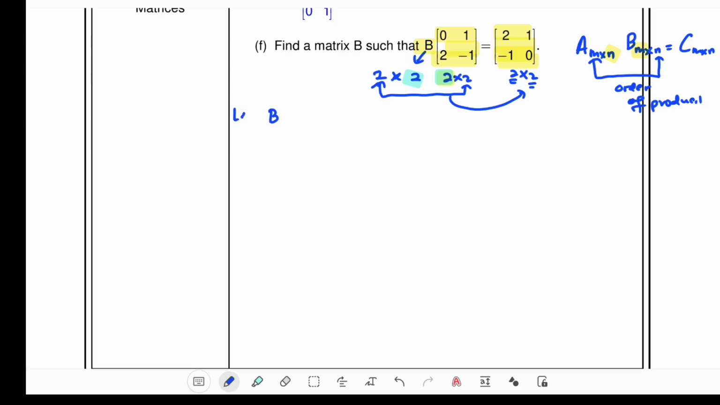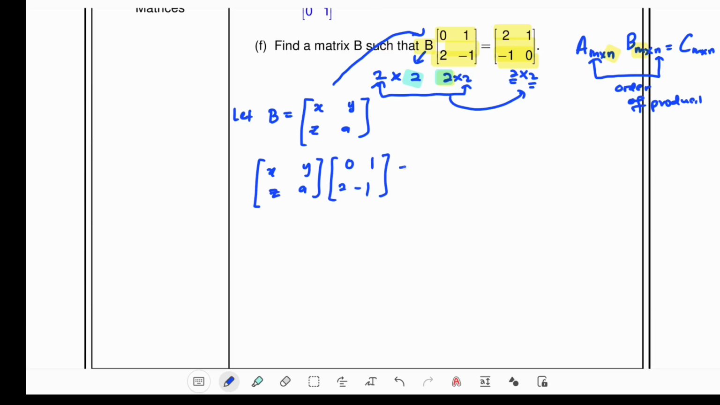So let's say we denote the matrix B as consisting of elements x, y, z, and e. Or you can just write any notation that you prefer. It might be A, B, C, D. You just need to denote the notations. Okay, let's say the matrix B consists of the entries x, y, z, and e. So we are going to replace this matrix right here. So you get x, y, z, and e, multiplied with 0, 1, 2, negative 1 equals 2, 1, negative 1, 0.